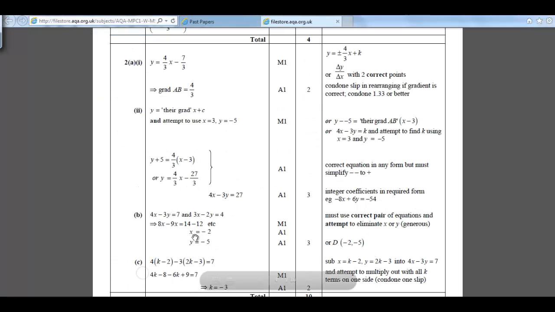Okay, I'm going to check that mark scheme again. Where are we? We're here. So there's our must use correct pair of equations. Yes, we did. Attempt to eliminate. Yes, we did. That got us 1 mark. Second mark for x equals negative 2. Third mark for y equals negative 5. Or even saying the coordinate D is at minus 2, minus 5.